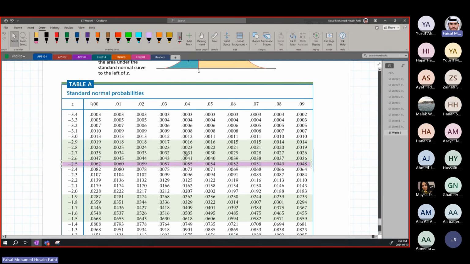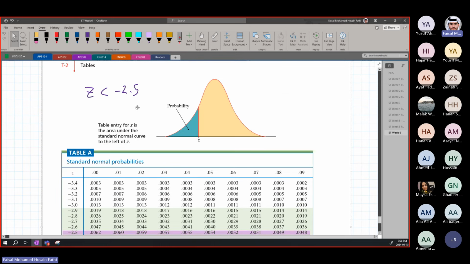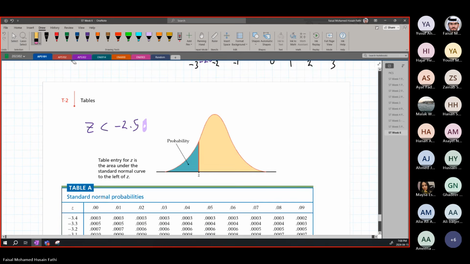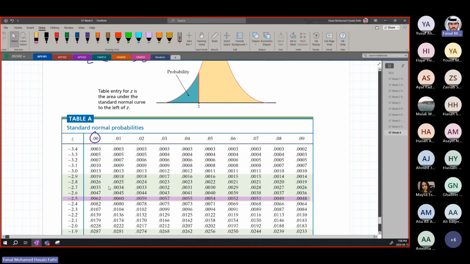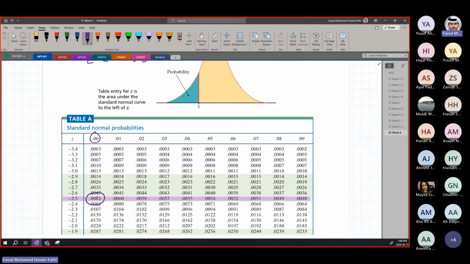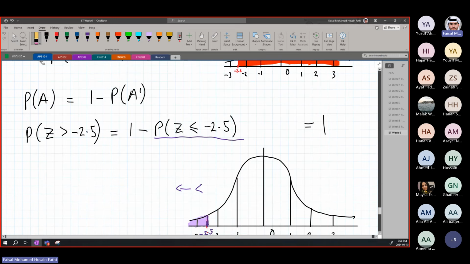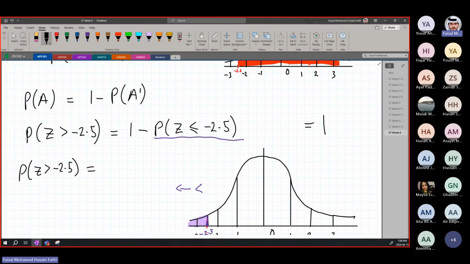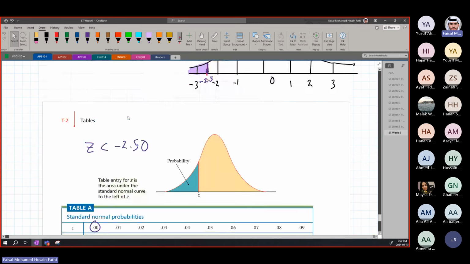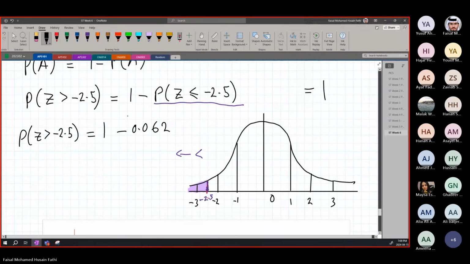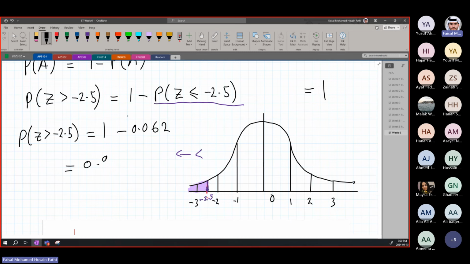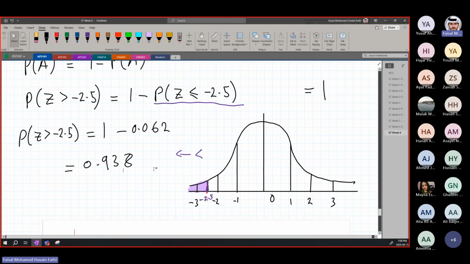Again, all the top part is the second decimal. So this is minus 2.50, which basically means it's 0.00. We're going to take this value, which is 0.0062. Now if we substitute this back in, P of Z greater than minus 2.5 is equal to 1 minus this value over here, 0.0062. We notice that we get the same value we found earlier, which is 0.938.